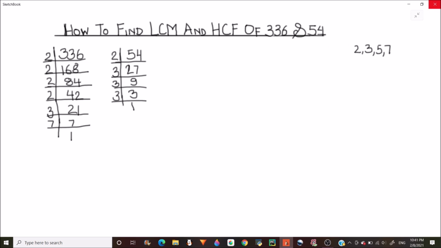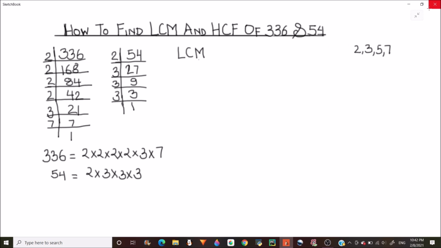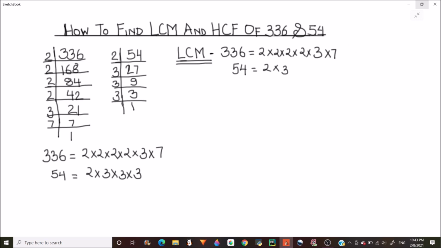So we got all the factors of 336 and 54. So we can write the two numbers as the product of factors like this. Now first we will find the LCM of the two numbers. For finding the LCM, we are going to write the numbers as the product of factors. So 336 is 2 times 2 times 2 times 2 times 3 times 7. 54 is 2 times 3 times 3 times 3.